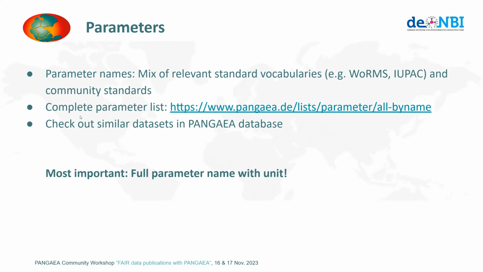You can find the complete parameter list here. It is a plain text file, so it might not be so easy to find the right parameter there. But maybe one good piece of advice: please check out the PANGAEA database. Maybe there's a similar data set and you can use similar parameter names, but don't worry about it too much, because the data editor will help you to find the right parameter in our system when you submit your data. What is important is, please provide the full parameter name and the unit.